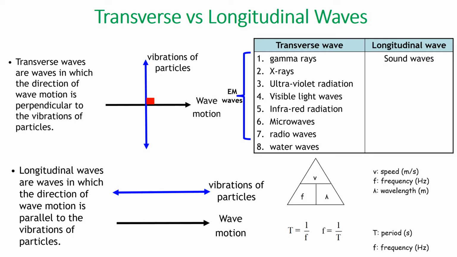And these are the two equations which we use commonly in this topic. v = fλ. The speed of the wave is the frequency times the wavelength. The period of the wave is the reciprocal, 1 over the frequency, or the frequency is 1 over the period, the reciprocal of the period.